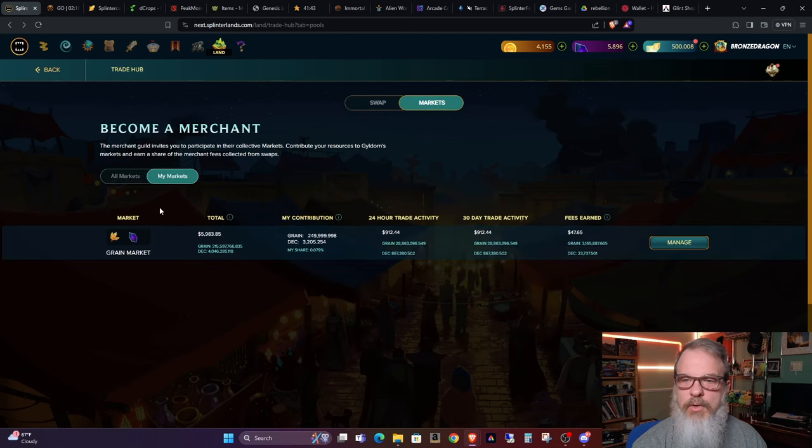Now, at this point in time, there's only one market, so my markets and all markets will show the same thing. But in the future when 2.0 comes out, all the other markets will be listed here, so you can go in and purchase whatever you want, whether it be grain or wood or whatever it is. This is the setup they have going now, and you will see that my contribution has changed here. My grain was just slightly under 250,000, and the DEC I put in is slightly more than 3,200, and that gets me a 0.079 share of whatever comes in.